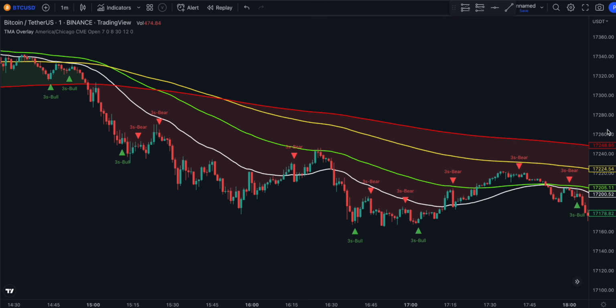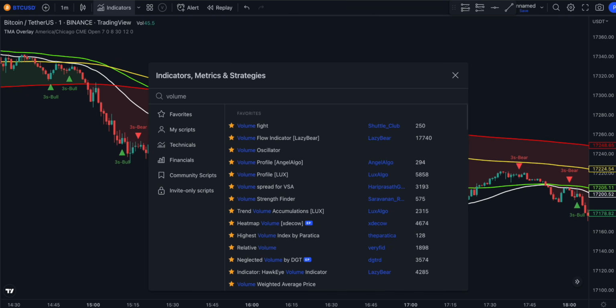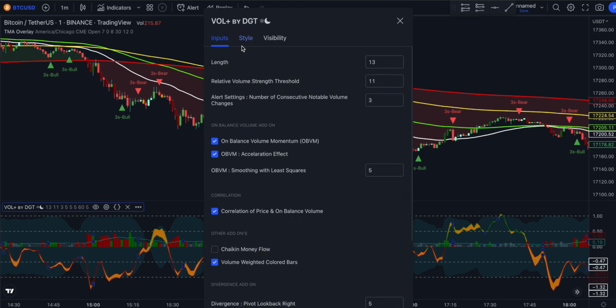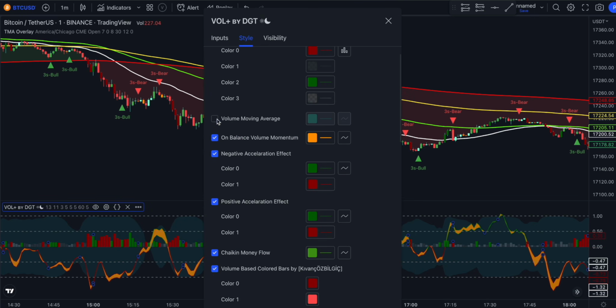There are many strategies you can create with this indicator, but let me show you the one that is almost never wrong. For this strategy, you need to add one more tool to the chart. So click on the indicators button one more time and search for neglected volume by DGT. The one that you're looking for is this one by DGT-RD. Access the indicator settings and make some adjustments in the style.